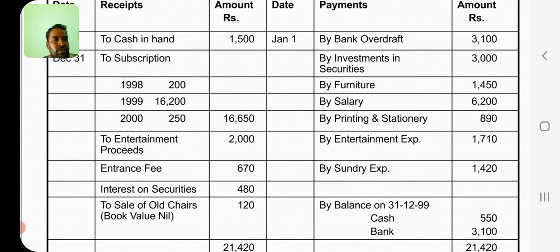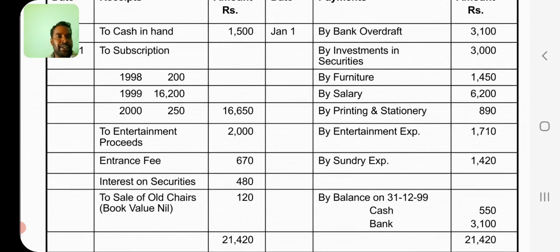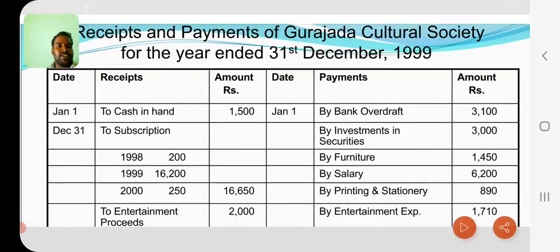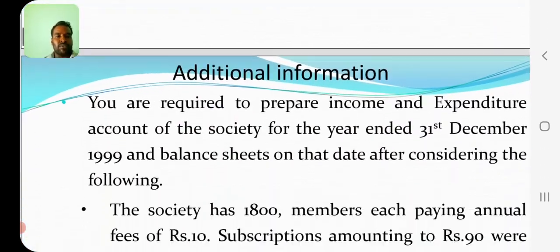Bank overdraft 3,100. By investments in securities 3,000. By furniture 1,450. By salary 6,200. By printing and stationery 890. By entertainment expenses 1,710. By sundry expenses 1,420. By balance on cash and bank 550, 3,100. The total is 21,420. This is the receipts and payments account.